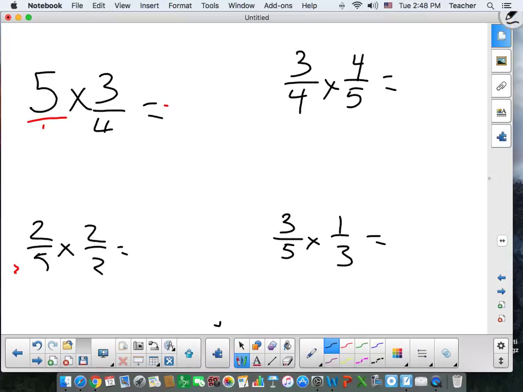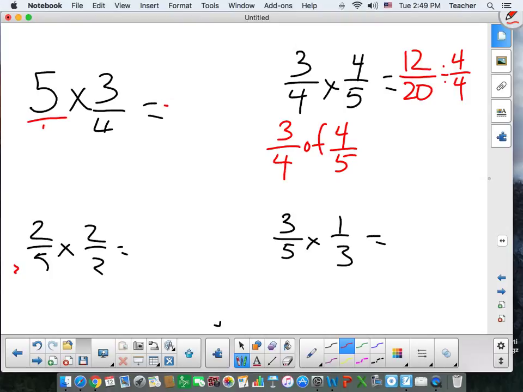3/4 of 4/5. You are so good. Okay, I like this. So when you multiply fractions, you multiply the numerators, you multiply the denominators, and you simplify if possible. What is 3 times 4? Nice. What is 4 times 5? Nice. Is that a simplifiable fraction? Yes. What is it simplifiable by? 4. So now we are going to divide by the identity of 1, otherwise known as 4/4.